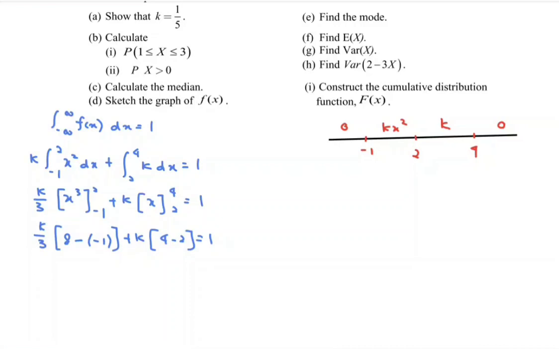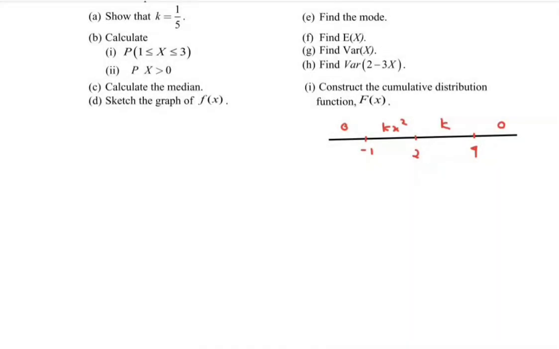So continue. In here we have k multiplied with 9 over 3. Then plus we have k multiplied with 2, which is equal to 1. So simplify the situation. We have 9 over 3, which is equal to 3k, plus 2k. So we have 5k equals to 1, k equals to 1 over 5. So we have already shown the situation.